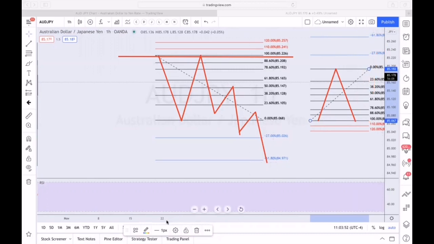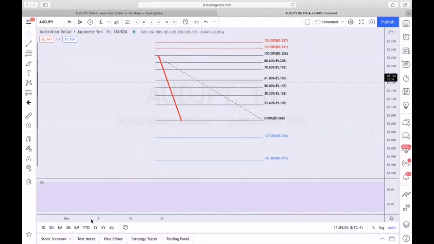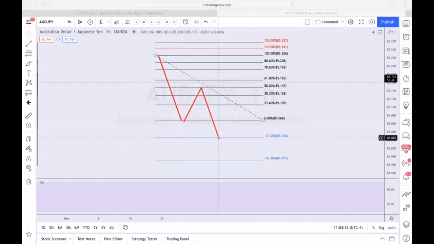Now, I said something when I talked about the 23.6, the 38.2, and the 50% that I did not say with the 61.8, 78.6, 88.6, and 100. When I talked about the 23.6, 38.2, and 50%, I talked about price hitting our TP1. Then when I talked about the 61.8, 78.6, 88.6, and 100, I talked about price hitting TP1 and TP2. Now, I want you to think about it like this.